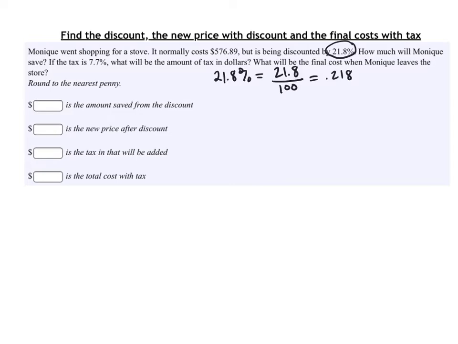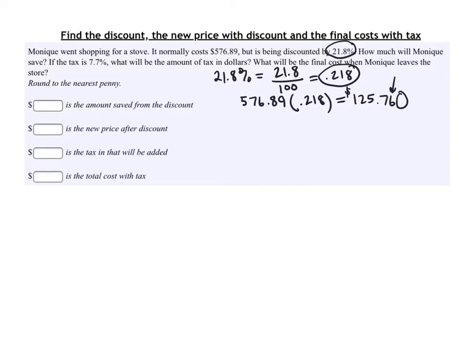So this is what we're going to save. We're going to use that actually to figure out what we save. So our price is $576.89, and we're going to save 21.8%. We're going to punch this in and round to the nearest penny, and that's how much we'll save on this with this discount. To the nearest penny, this is $125.76.